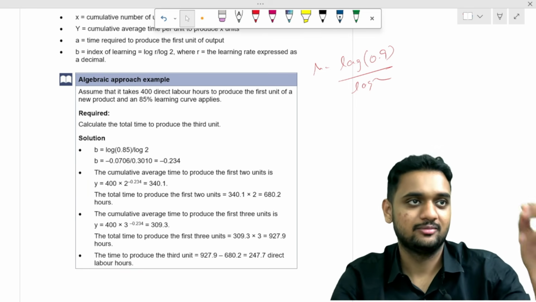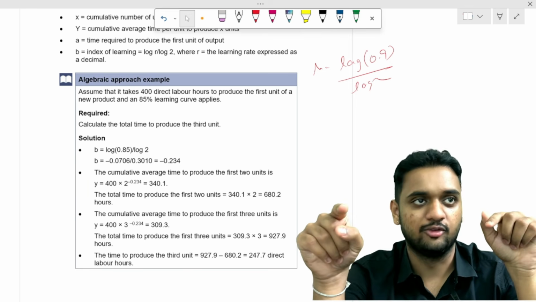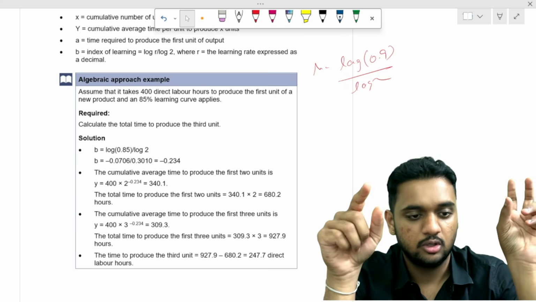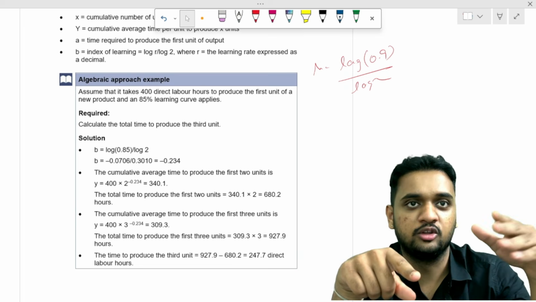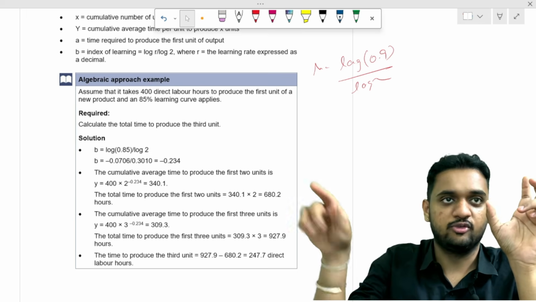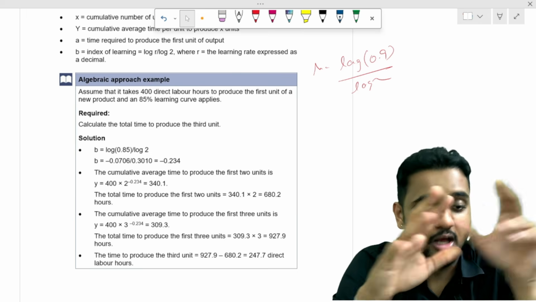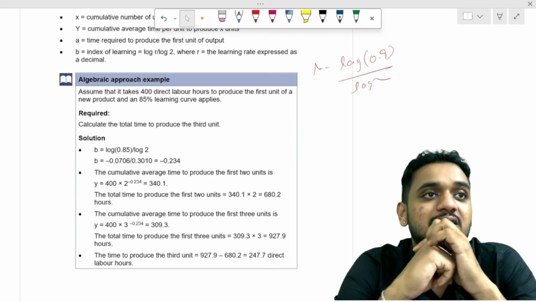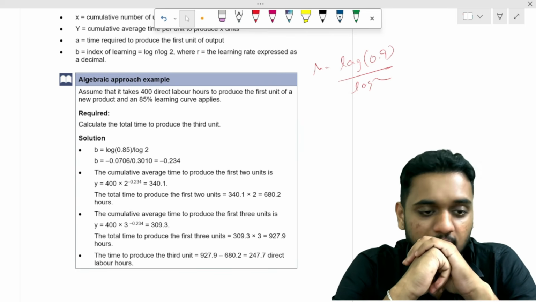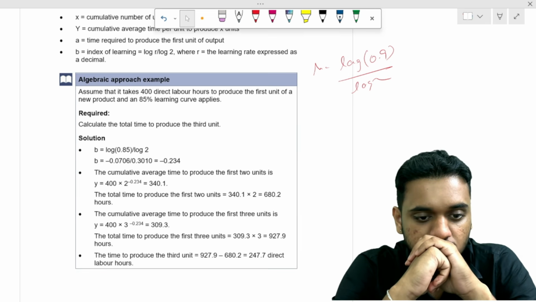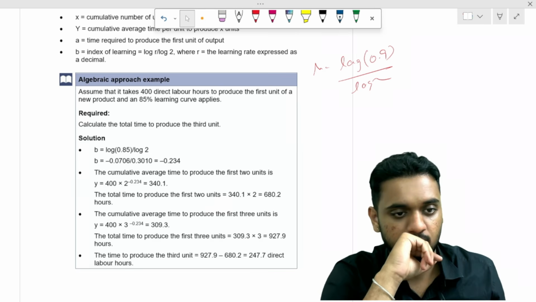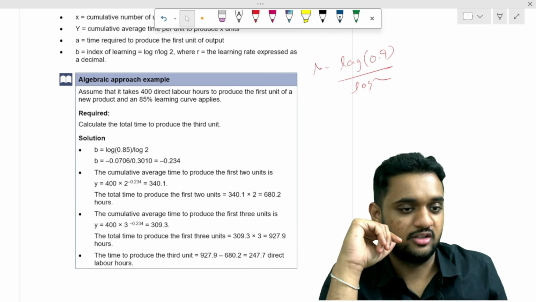The bracket around the 3 is not required. 3 to the power minus 0.234. Understood? Once you put 400 into, put a bracket: 3 to the power minus 0.234, bracket close. You do that, you will get the answer as 309.3. Write it down. You will get the answer as 309.3.